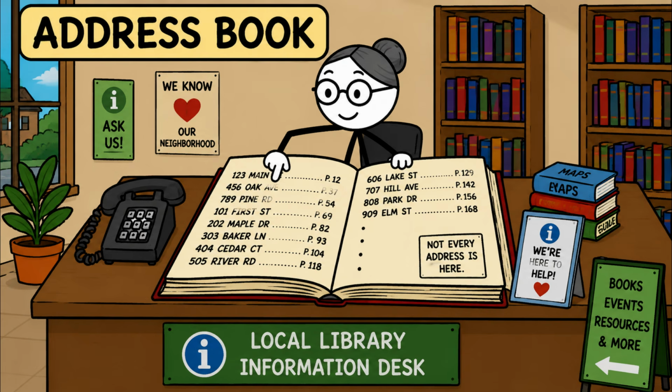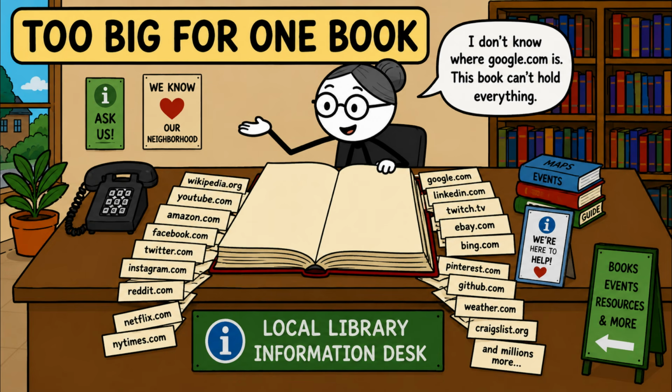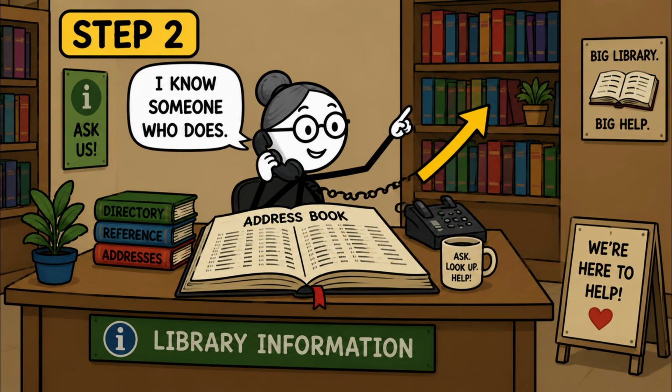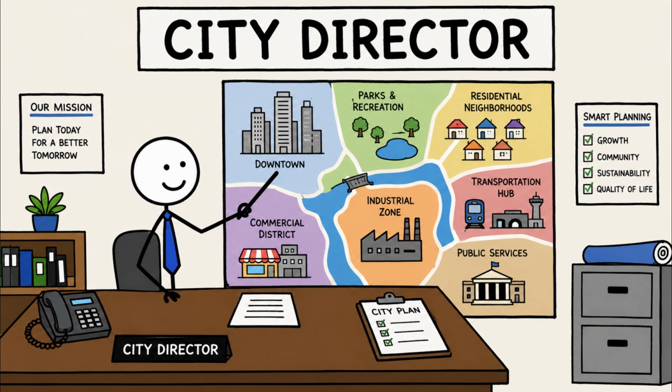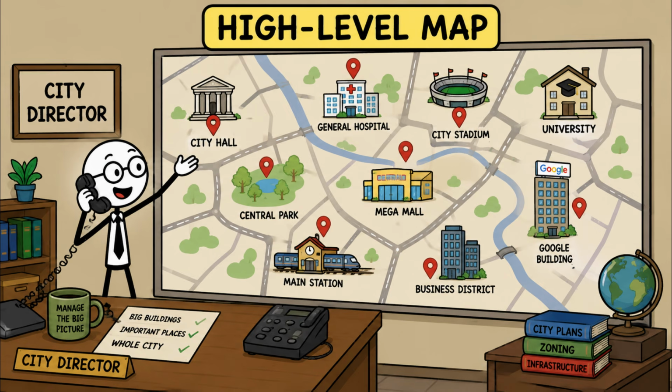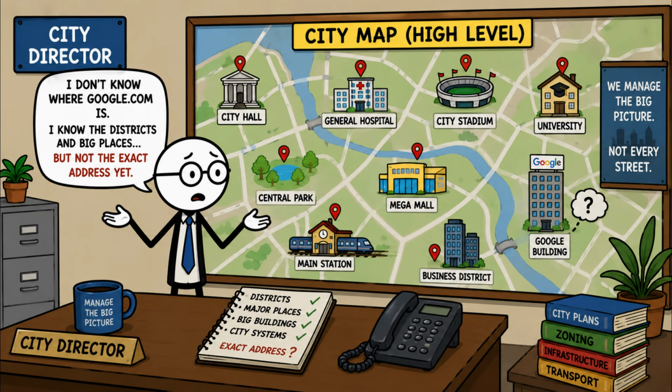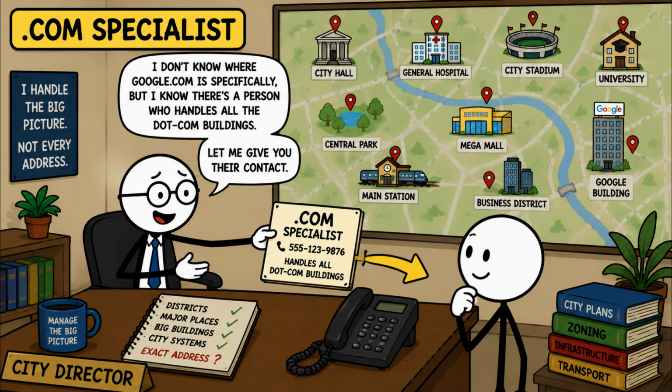The librarian has a desk, a phone, and a huge book of addresses. But the book doesn't have every single website in the world. It's too big. So the librarian says, I don't know where google.com is, but I know someone who does. Let me ask them. Step 2. The librarian asks the city director. This person manages big buildings and important locations across the whole city. The city director says, I don't know where google.com is specifically, but I know there's a person who handles all the .com buildings. Let me give you their number.